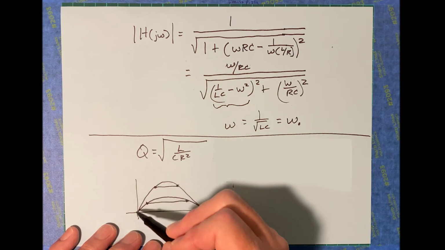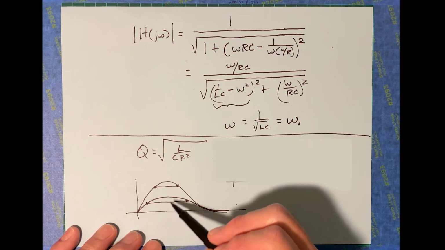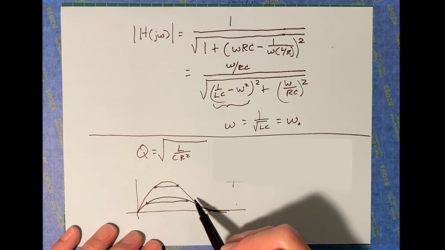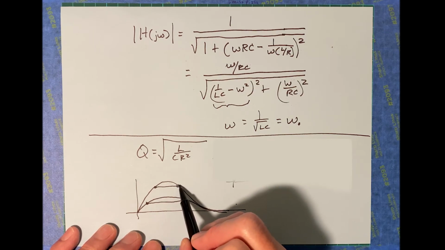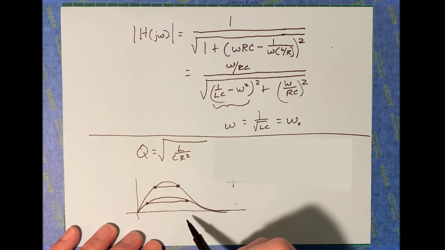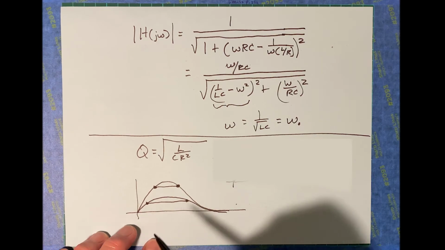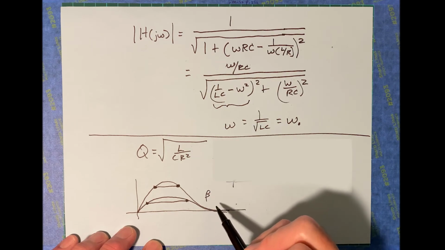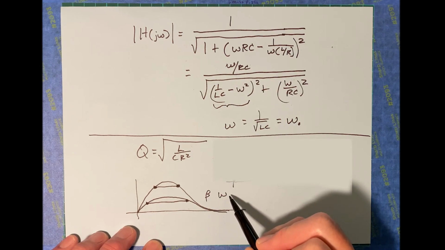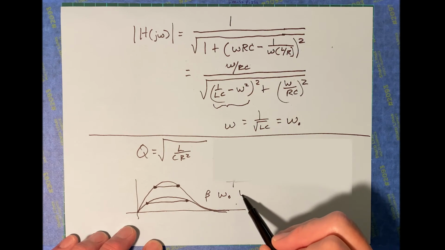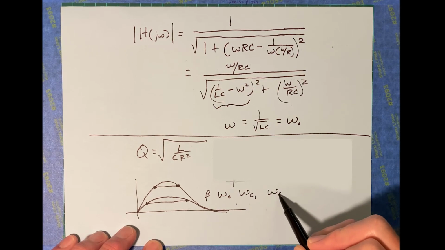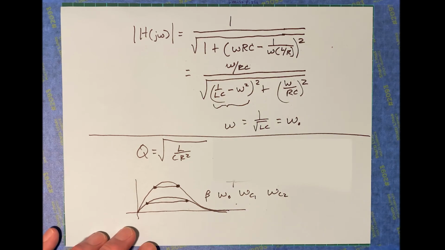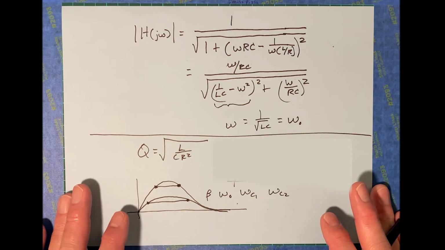So forget about the scale over here. These are different scales for each one of these. But this is for the larger R, and the upper one is for the smaller R. So the presence of the R changes everything. It changes what the beta value is. It changes the omega naught value. It changes the omega C1 value, the omega C2 value. So just keep that in mind as you think through the process here.